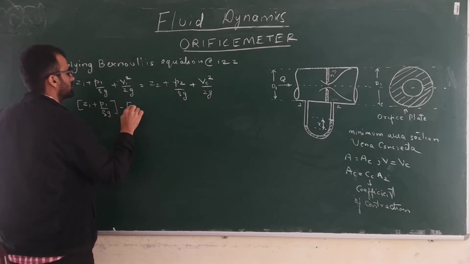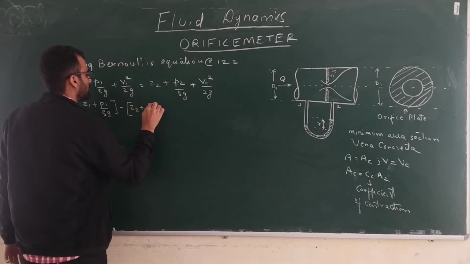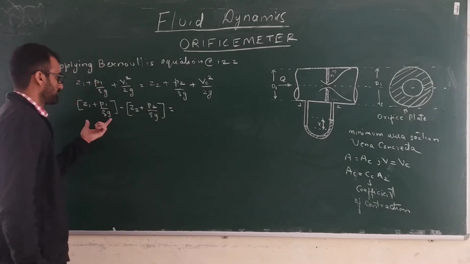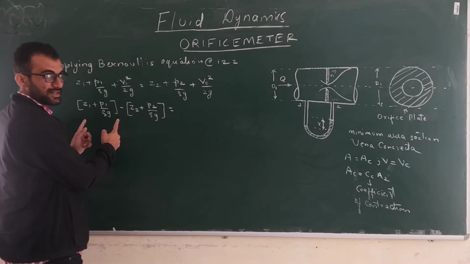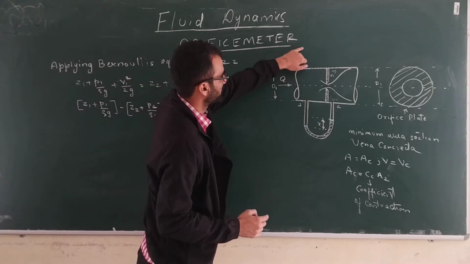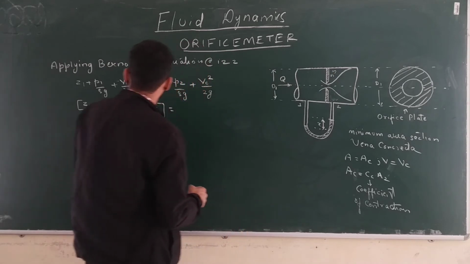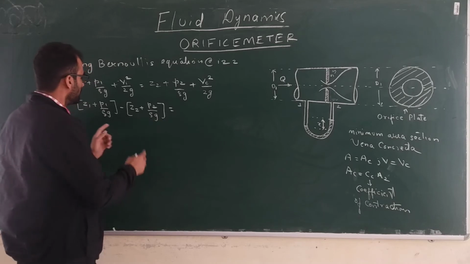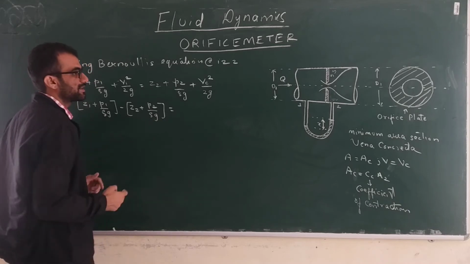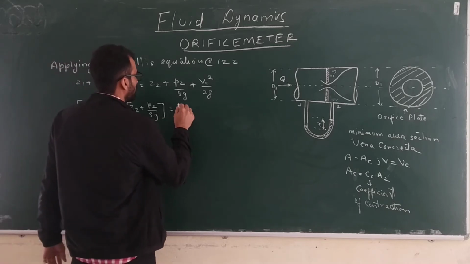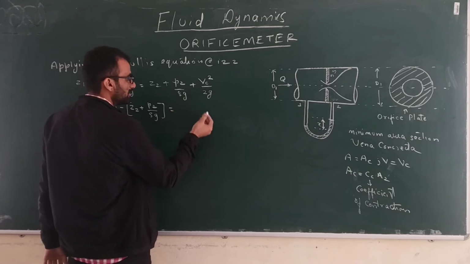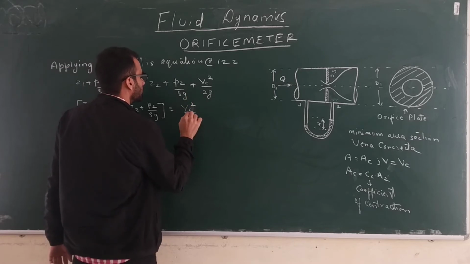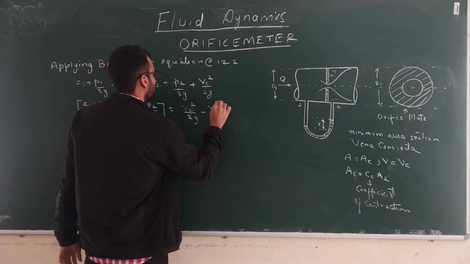minus Z2 plus P2 by rho g, that we need, because what is this? This is the piezometric head at section 1. Z1 plus P1 by rho g is the piezometric head at section 1, and Z2 plus P2 by rho g is the piezometric head at section number 2. So the difference in the piezometric heads at 2 sections will give the difference of the velocity head. So Vc square by 2g minus V1 square by 2g.